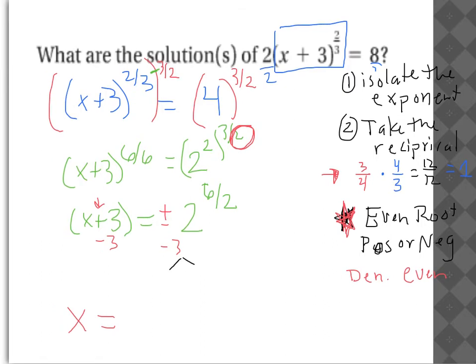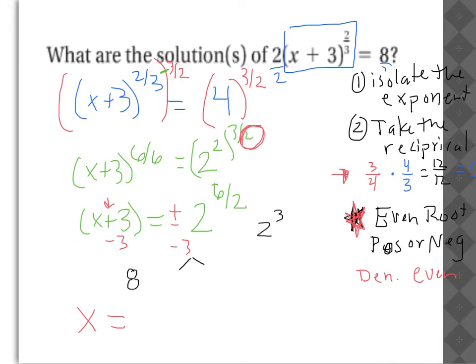This was actually going to reduce to 2, and 6 divided by 2 is 3. So that would be 2 to the third. So that's going to be 8. So it's going to be minus 3 or negative 8 minus 3. So your two answers here would be either 5 or a negative 11.